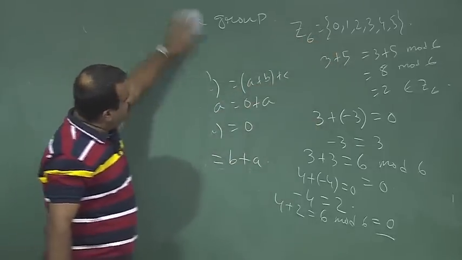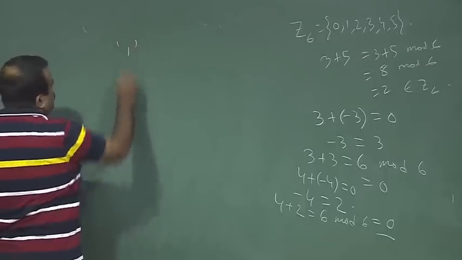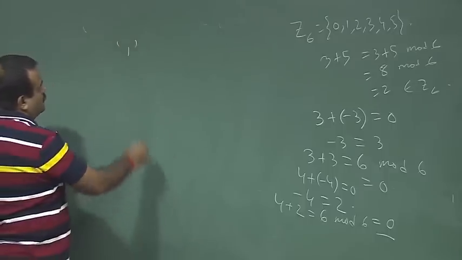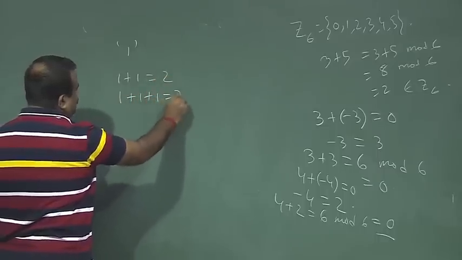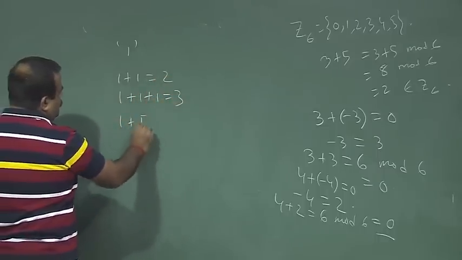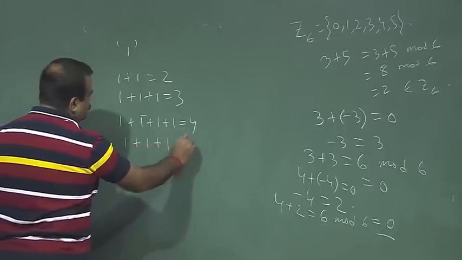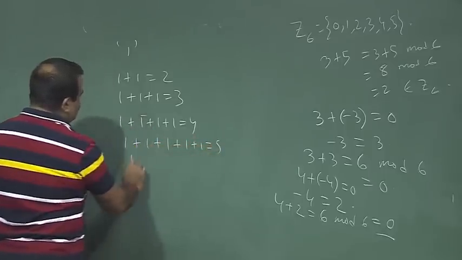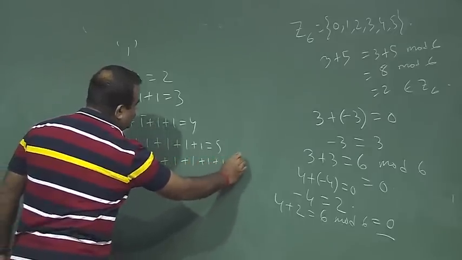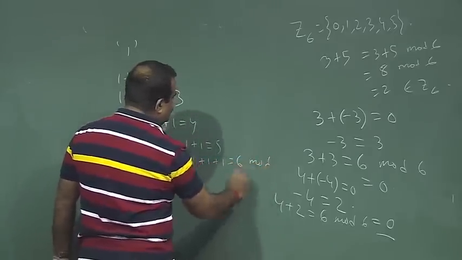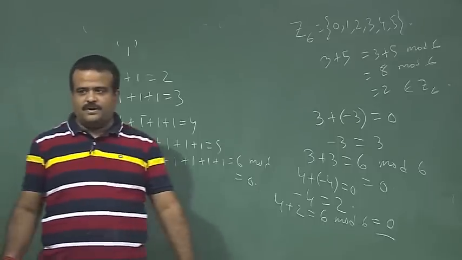So, who is the generator for this? We can check that 1 is the generator, because 1 plus 1 will give us 2, 1 plus 1 plus 1 will give us 3, like this. 1 plus 1 plus 1 plus 1 is 4, plus 1 is 5, then 1 plus 1 plus 1 plus 1 plus 1 plus 1 is 6, and then mod 6 is basically 0. So, 1 is generating all the elements. So, 1 is the primitive element.